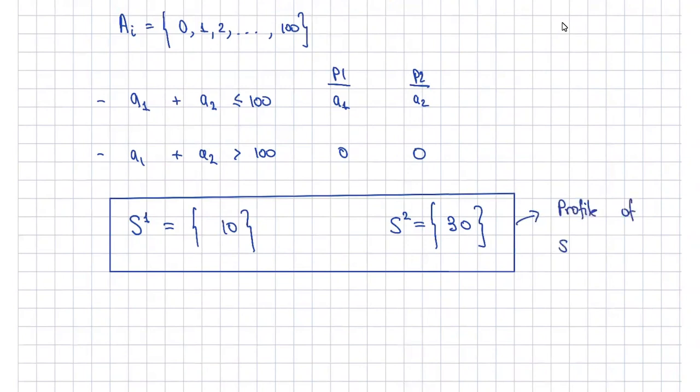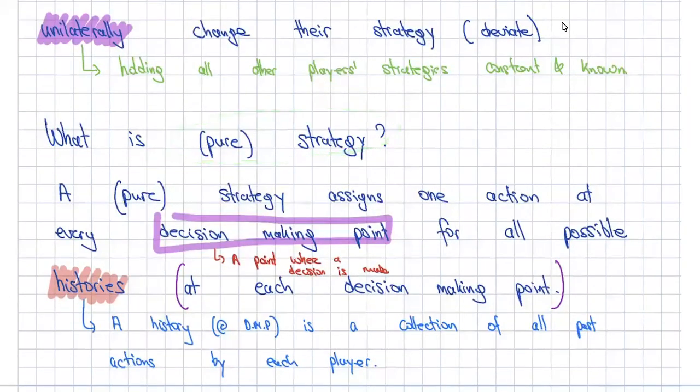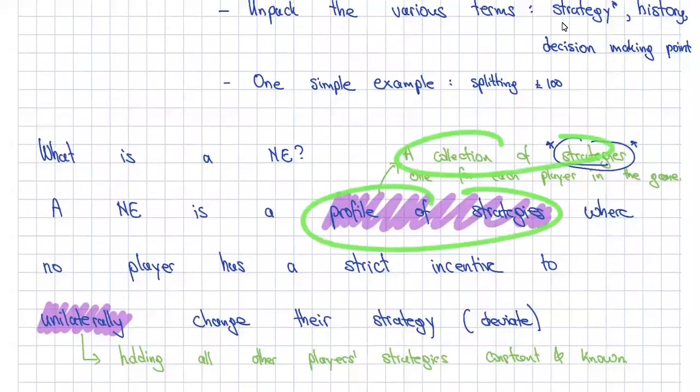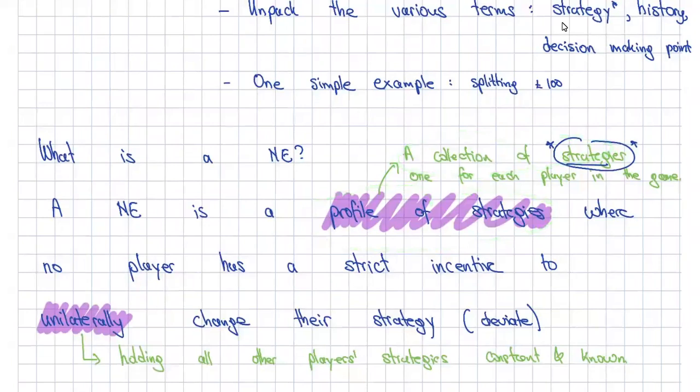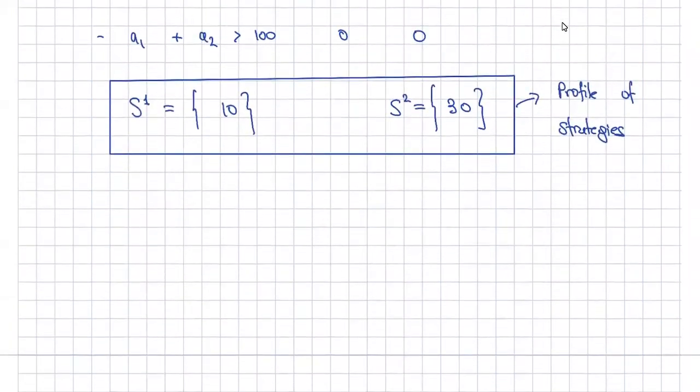When I collect these 2 strategies, this is now a profile of strategies. What is a pure strategy? Well, we know what a pure strategy is, but what is a profile of strategies? It's a collection of strategies, but a special collection because you have to have one for each player in the game. Because I have collected one strategy for each player, this is a profile of strategies. I can now ask the all-important question: is this profile of strategies special enough to be called a Nash equilibrium? So I could say, is this a Nash equilibrium?